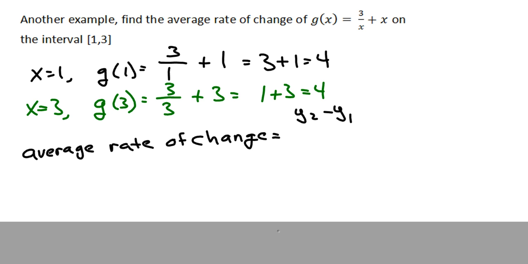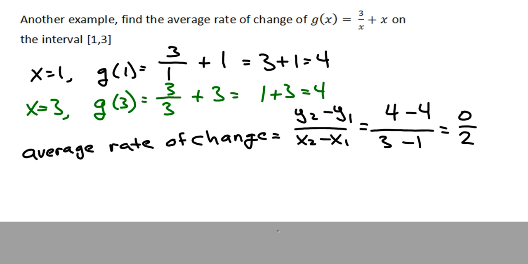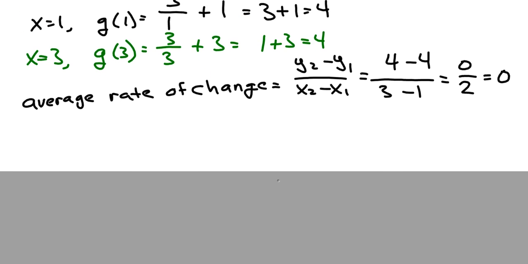is y2 subtract y1 over x2 subtract x1. This will be 4 subtract 4 over 3 subtract 1, which gives me 0 over 2. Nothing divided by 2 is nothing. So I'm getting an average rate of change of 0, which is a little surprising. So to double check myself, because sometimes I make mistakes, I'm going to take a look at the graph.